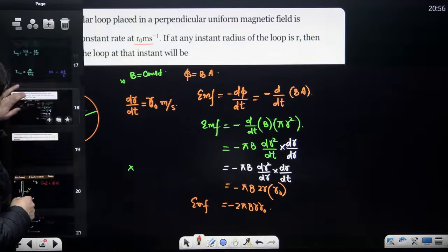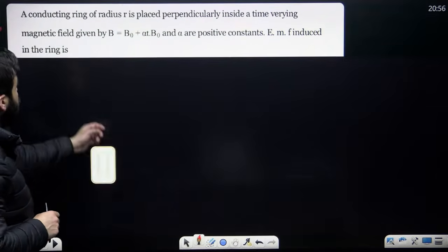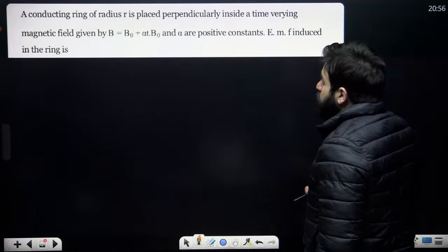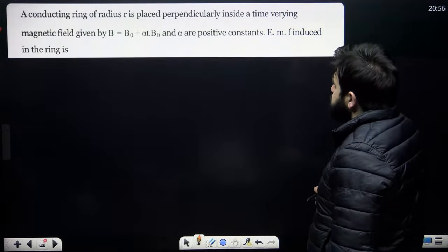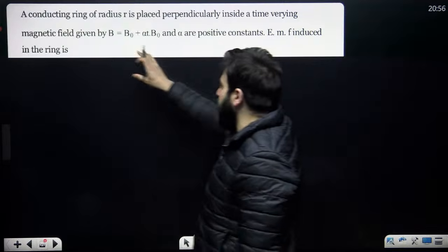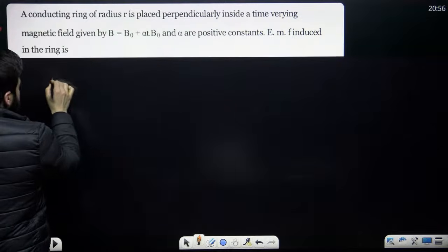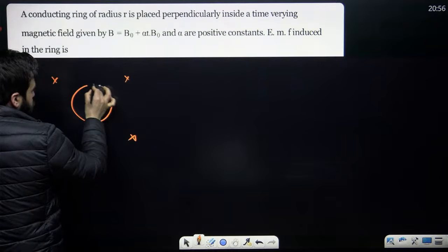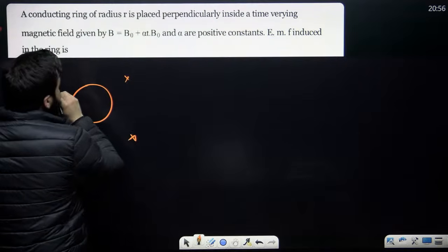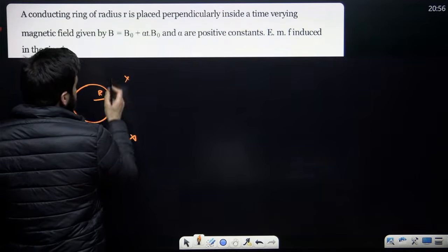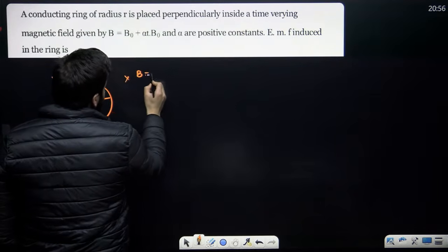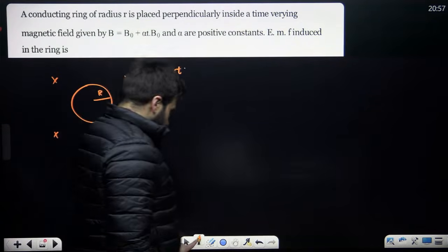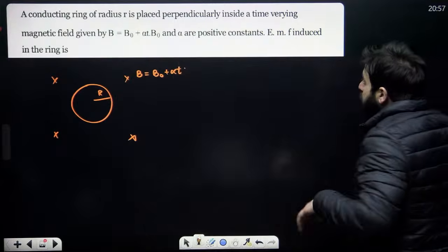Now, let's move on to this question. A conducting ring of radius r is placed perpendicularly inside a time-varying magnetic field. So a ring is placed inside a time-varying magnetic field. This is a ring, and its radius is r. The value of magnetic field is given as B naught plus alpha t. What does the question say?